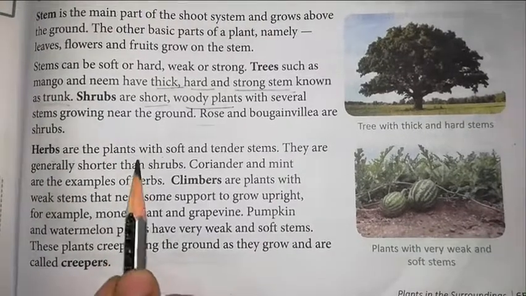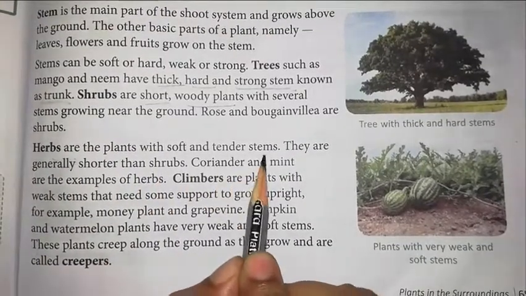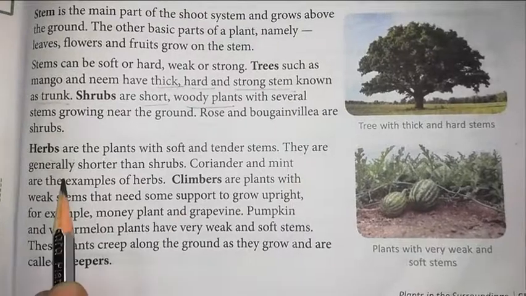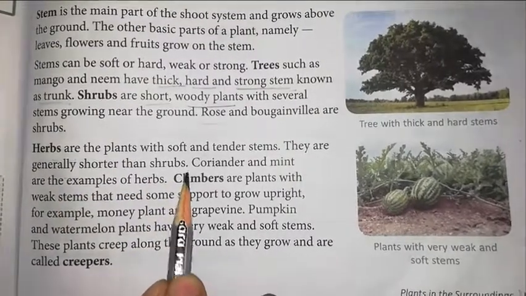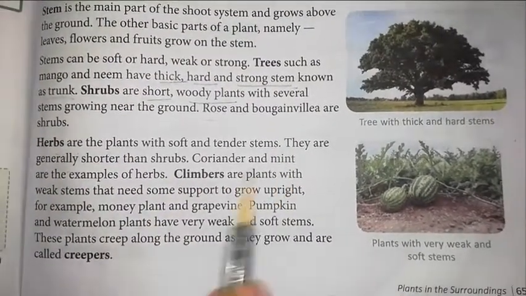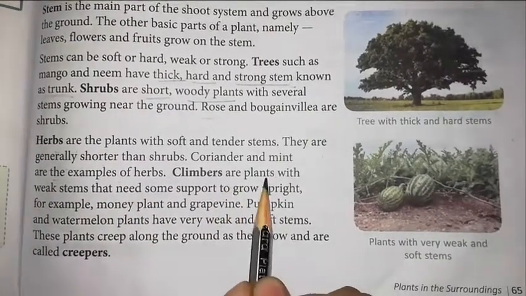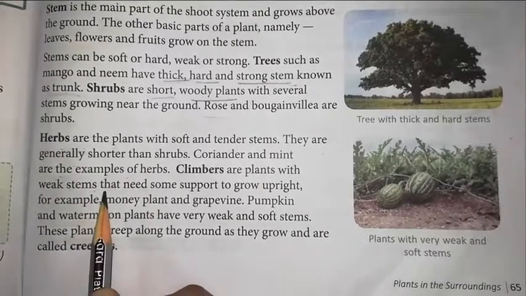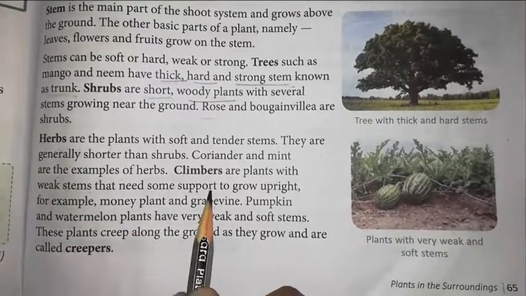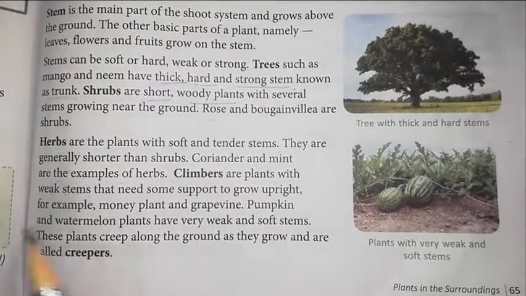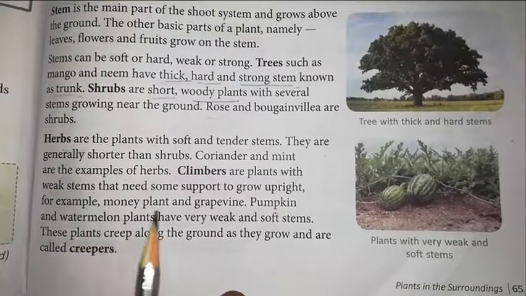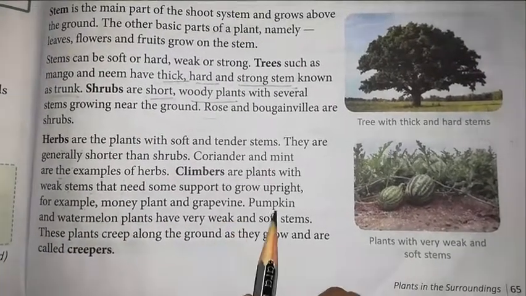Herbs are the plants with soft and tender stems. They are generally shorter than shrubs. Coriander and mint are the examples of herbs. Climbers are plants with weak stems that need some support to grow upright. For example, money plant and grapevine.